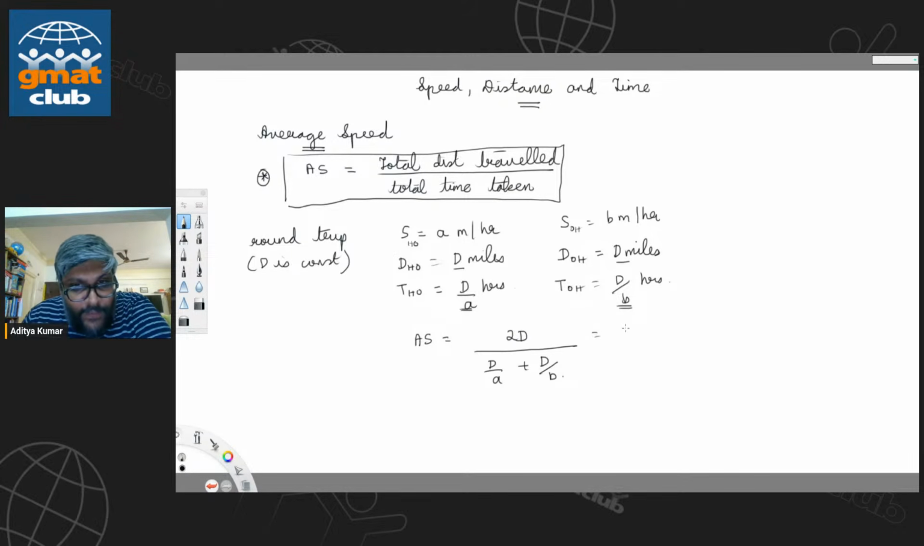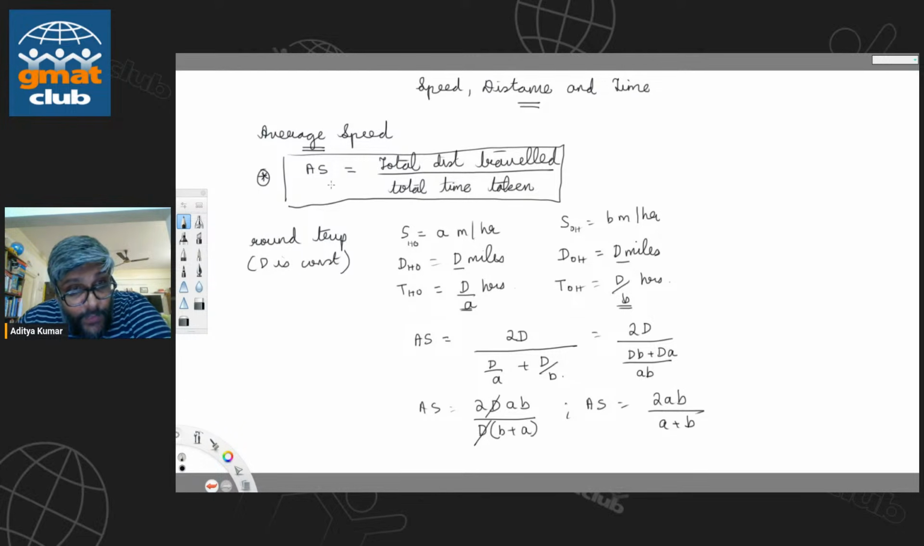Let me simplify this, right? Let me take the LCM on the denominator, 2D divided by, if I take the LCM, would be AB. That would be DB plus DA. The AB goes on top. So the average speed would be 2D times AB divided by DB plus DA on the denominator. I can take D common into B plus A. So you see what happens? The D cancels out to give me the average speed is 2AB by A plus B.